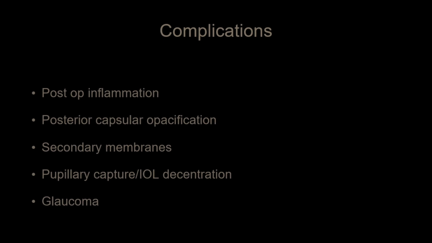So what are the complications that we can have? As discussed, post-operative inflammation. Then we can have posterior capsular opacification or secondary membranes, which is a very common cause for repeated surgical intervention in children. We've already done the primary posterior capsulorrhexis and anterior vitrectomy. In older children, if we've left it intact, we can do an Nd:YAG capsulotomy.